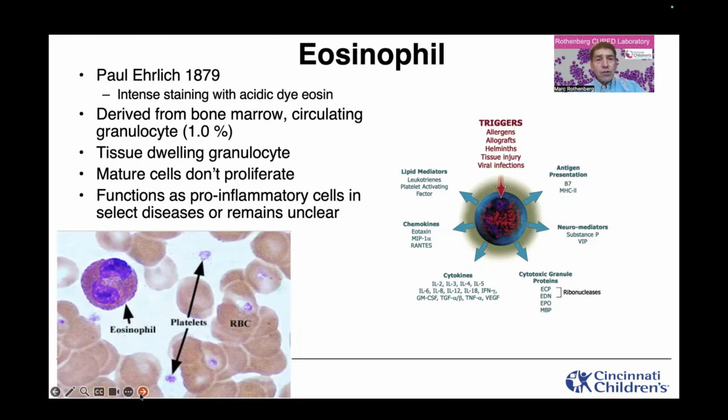The cell was described in 1879 by Paul Ehrlich, and it was identified and named because of its intense staining with the acidic dye eosin. Hence, eosinophil for attraction or love of the dye eosin. The cell was described as originating from the bone marrow, and it was a circulating granulocyte, accounting for only a small fraction of the total peripheral blood cells, 1%.